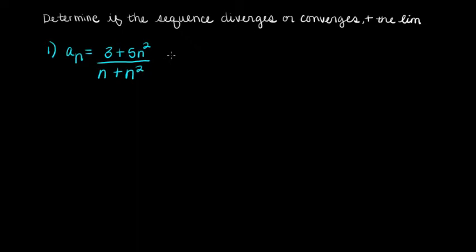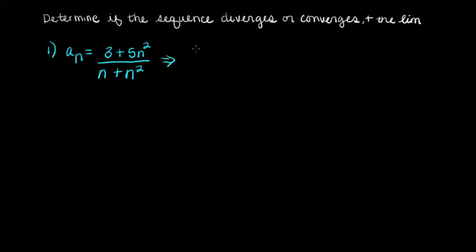Hello and welcome back. Today we're going to determine if the sequence diverges or converges. If it does converge, we're going to find the limit. So our first example is a of n equals 3 plus 5n squared divided by n plus n squared.